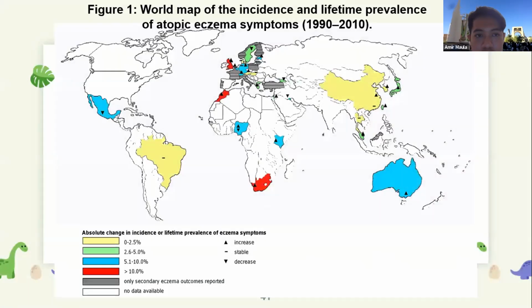So in epidemiology, this is the world map of the incidence and lifetime prevalence of atopic dermatitis symptoms from the 1990s to the 2010s. If you focus on our Malaysia map, especially on the peninsula, it is green in color. The lifetime prevalence of Peninsular Malaysia is about 2.6 to 5%, and it is increasing over that decade.